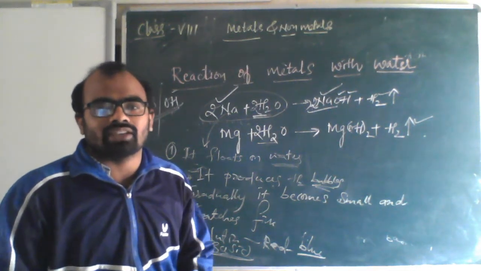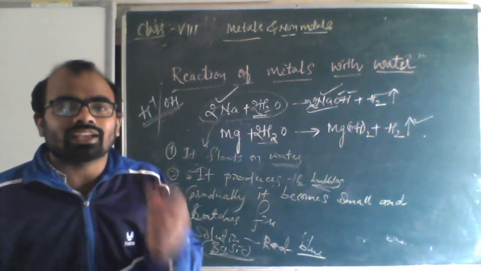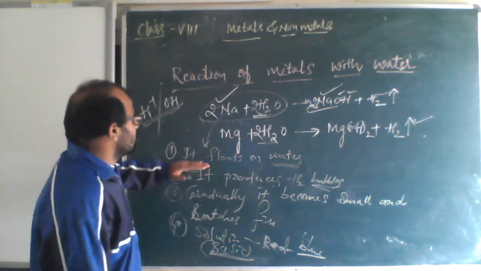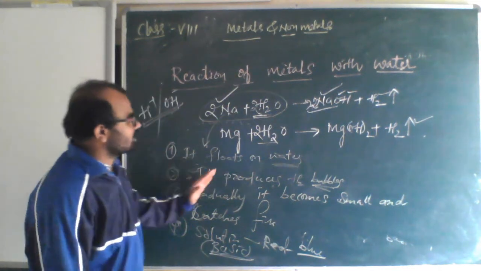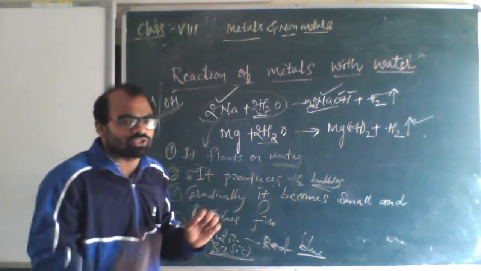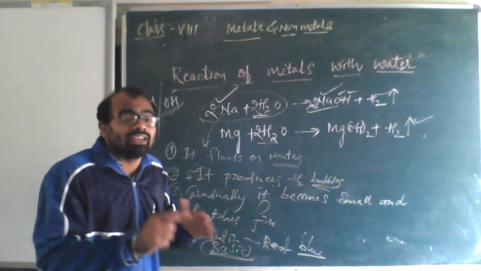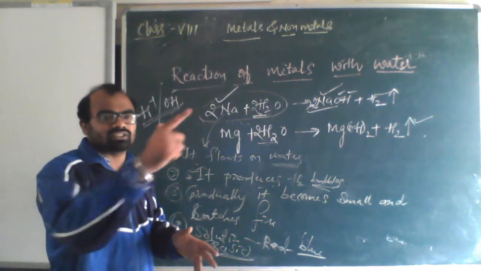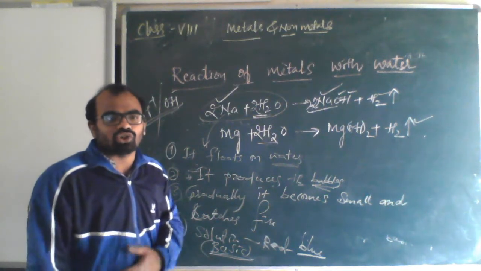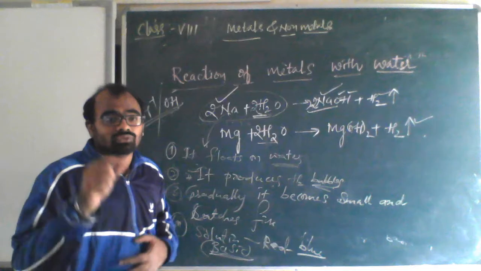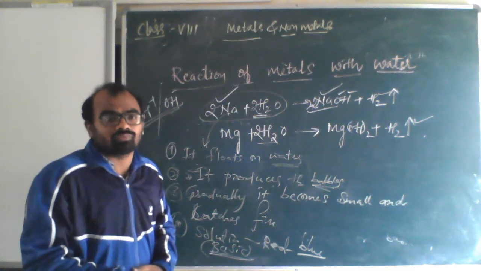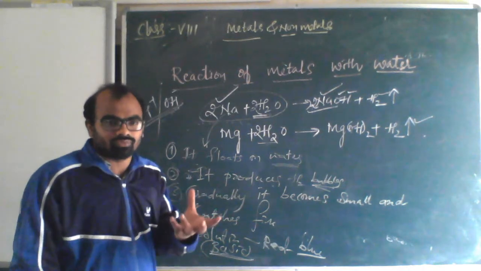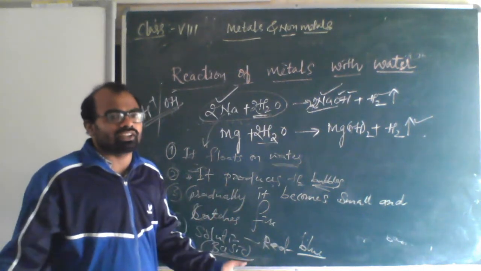So I will revise it once again. Just the reaction of metals with water. What will happen when sodium reacts with water? First, initially it floats on water. After some time it reacts with water and produces H2 bubbles, and then gradually it becomes small. When it becomes small, at that time it reacts with oxygen and moisture content. That means it reacts with the dissolved oxygen of water. Then what happens? It catches fire. Then a large amount of heat energy is produced.